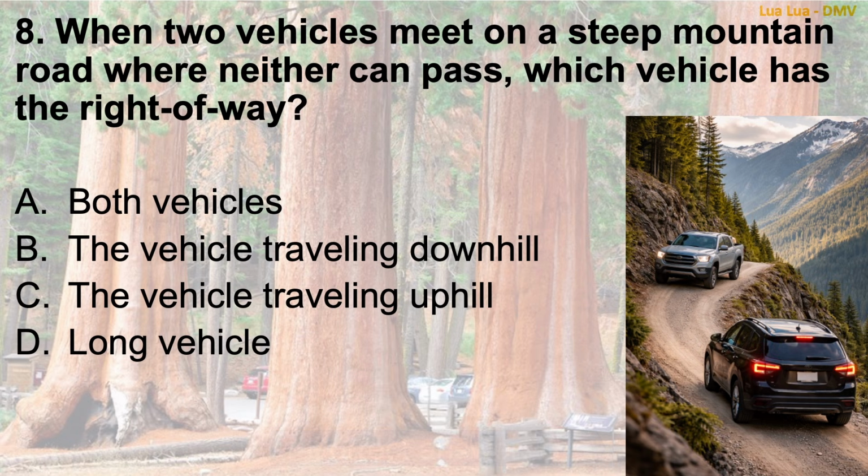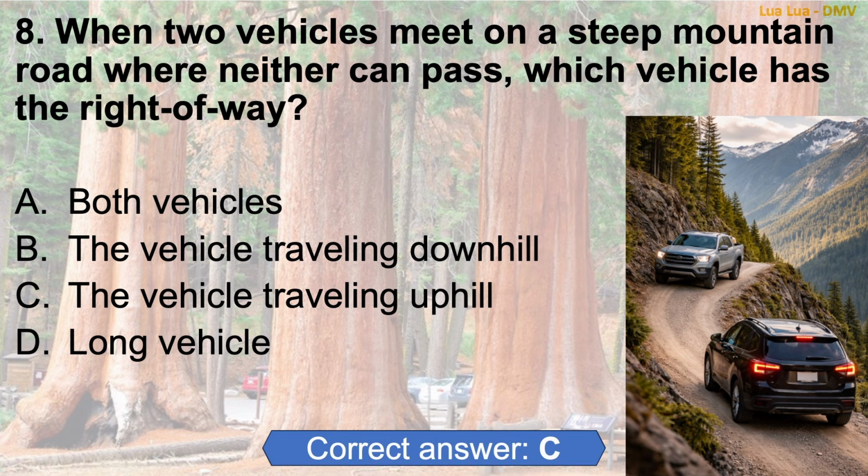Question 8. When two vehicles meet on a steep mountain road where neither can pass, which vehicle has the right of way? A. Both vehicles. B. The vehicle traveling downhill. C. The vehicle traveling uphill. D. Long vehicle. The correct answer is C. The vehicle traveling uphill.